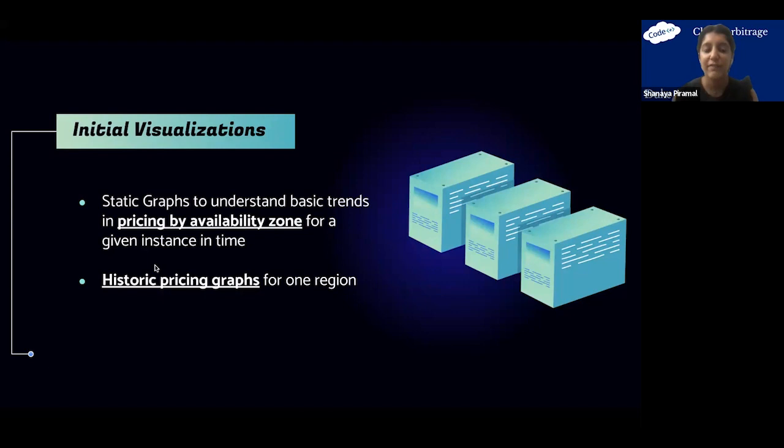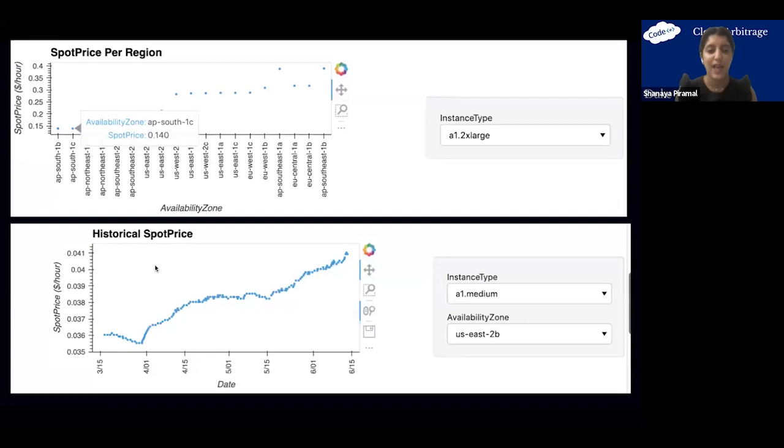Sure. So to understand a few basic trends, we decided to make a few static visualizations. And we made 2 main visualizations. One was looking at pricing by availability zone, and the other was looking at historic pricing graphs for one particular instance type in one region. So as you can see on this slide, we have 2 graphs which have very basic trends showing which area probably has the cheapest spot price, and also how the spot price changes for one particular instance type in one region.